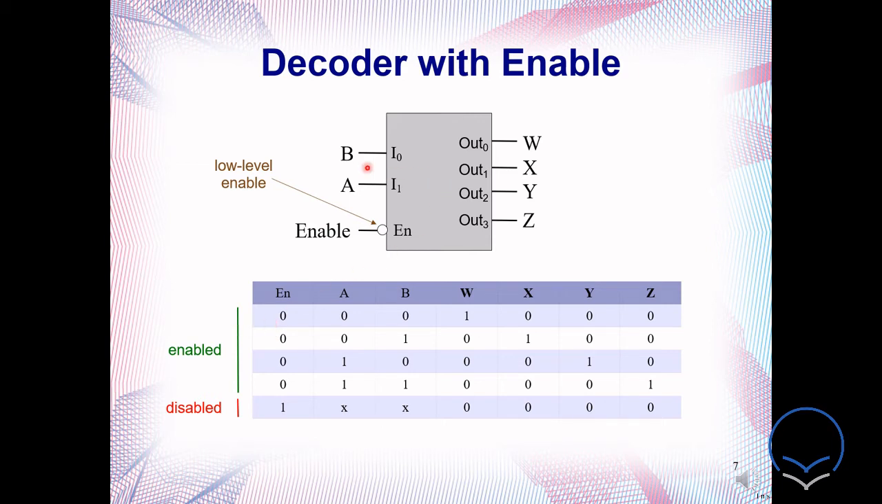For 0 you have 4 combinations of AB. For those 4 combinations of AB it will work. And other things will be pretty similar. For 0, 0 it will be selecting W or output 0. For 0, 1 it will be selecting X. Similarly for 1, 1 selecting Z. But for all of these 4 combinations, en is 0 because it is active low enable.